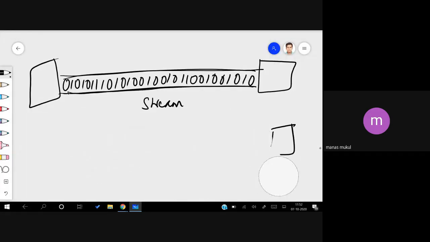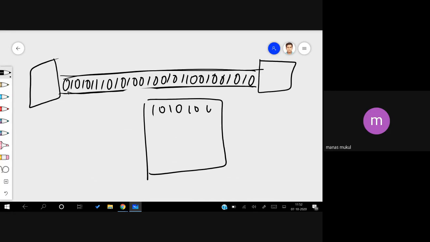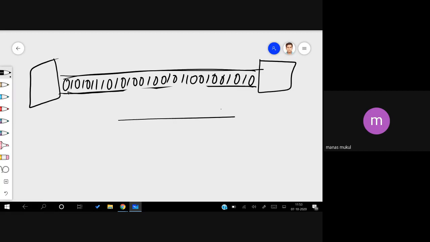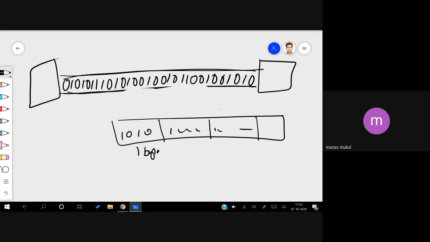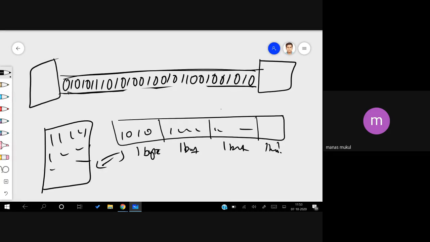So what we actually see in a file is 10101010, this is how we see a file. But the C programming language does not see the file like this, it sees that same file like this, where each one of these is one byte. So this is how the C program visualizes a file, and this is how we visualize the same file. Did you understand this?